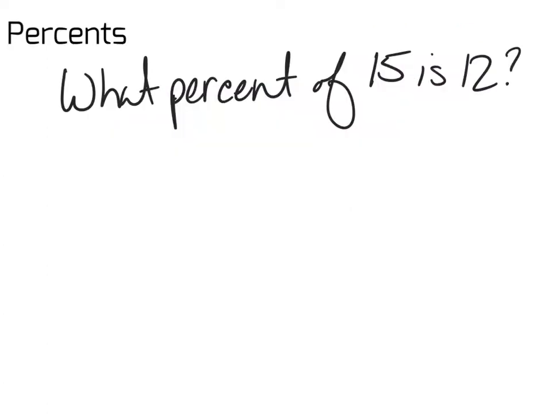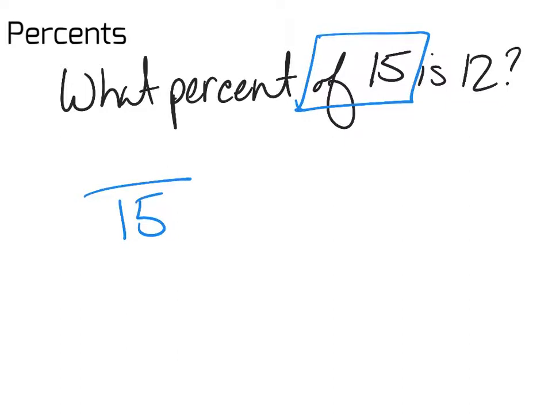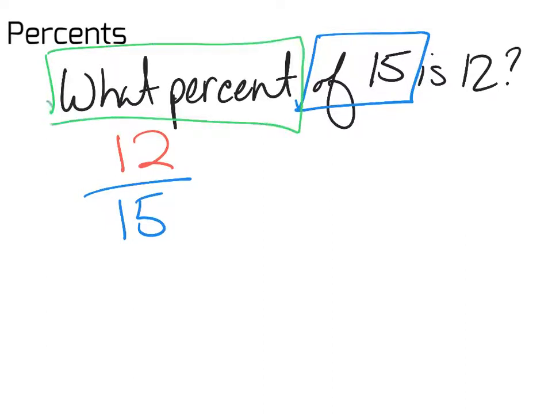So here's a question. What percent of 15 is 12? The first thing that jumps out at me is this "of 15." When you see the word of, this is your whole number. Of 15, 15 is going to be your whole number, so I'm going to put that at the bottom. Is 12. Well, 12 is not a percent, so it's got to be the part. And I'm looking for what percent, so that tells me this is the variable I'm looking for. So I'm going to have P over 100. So I have 12 over 15 equals P over 100.